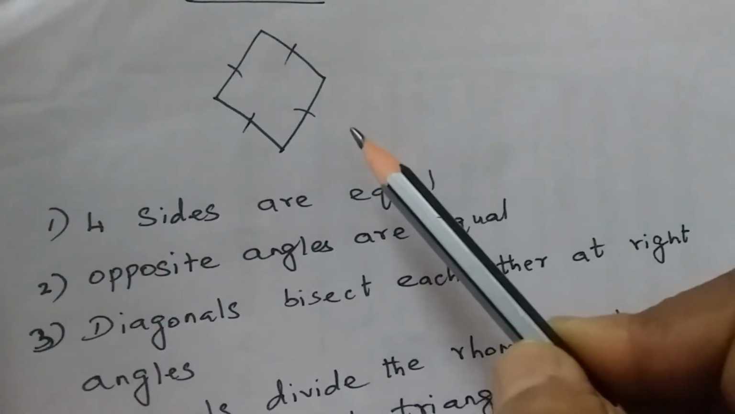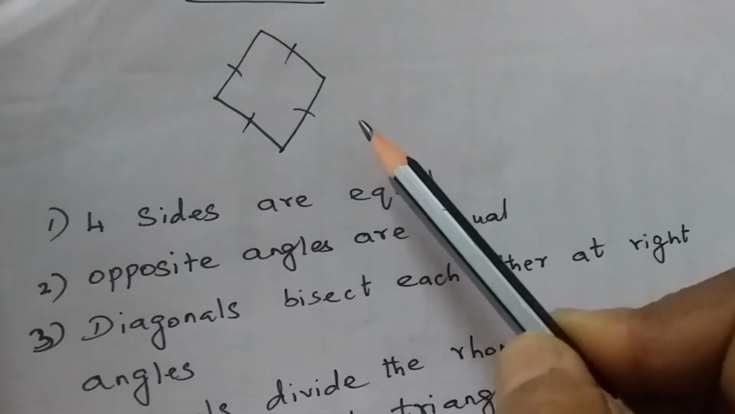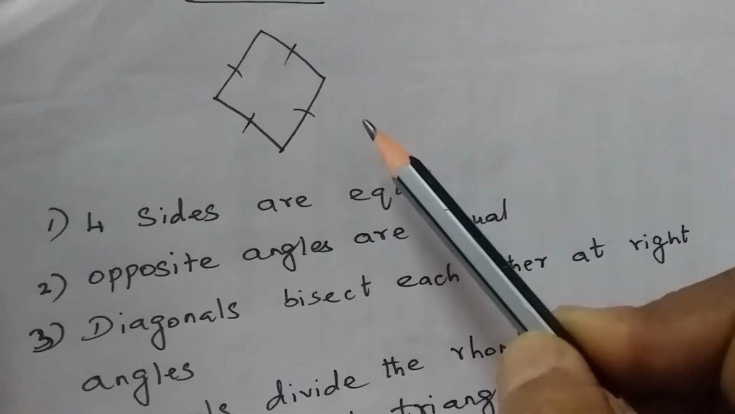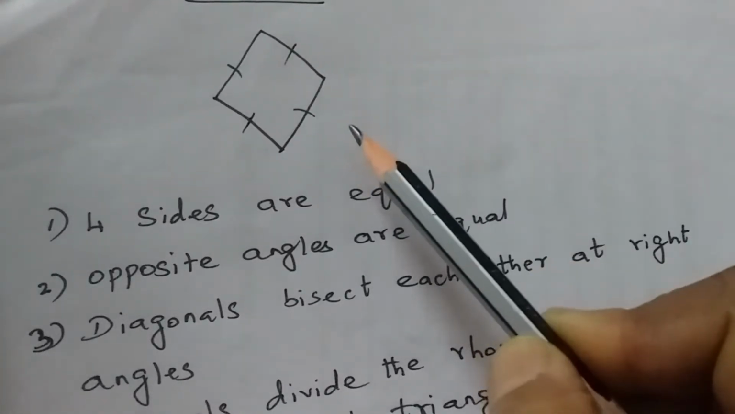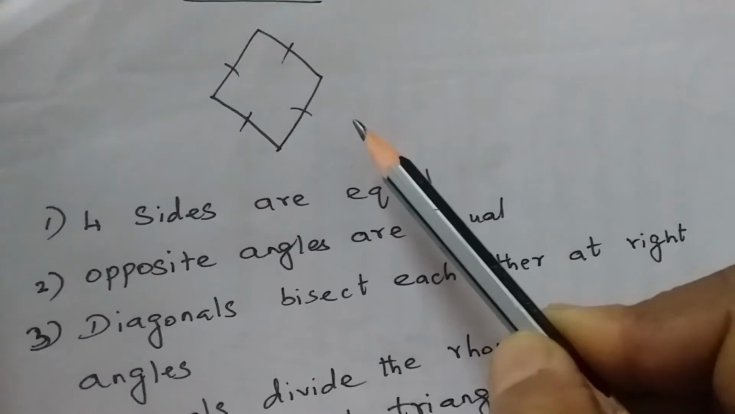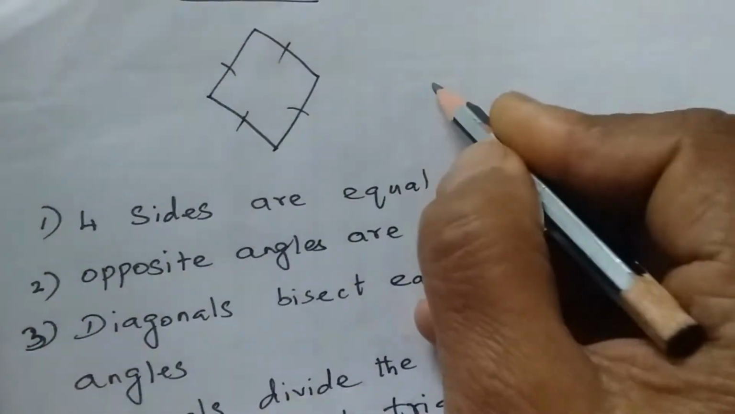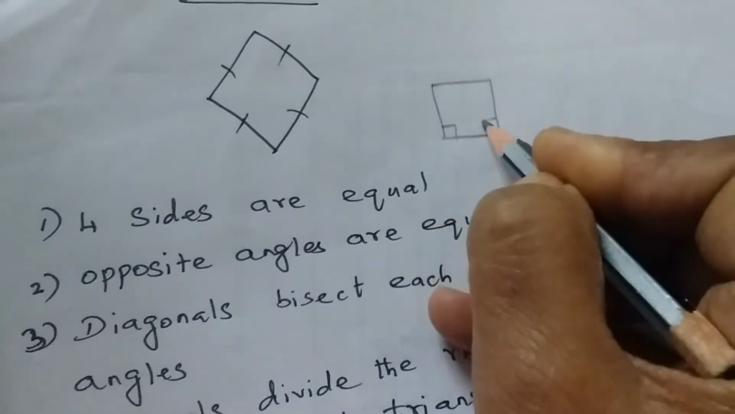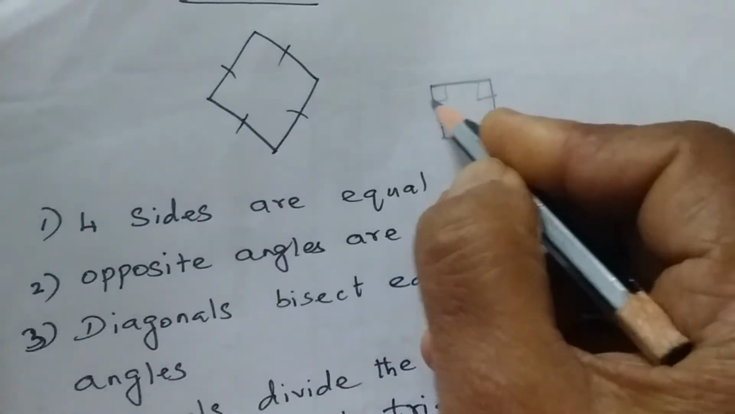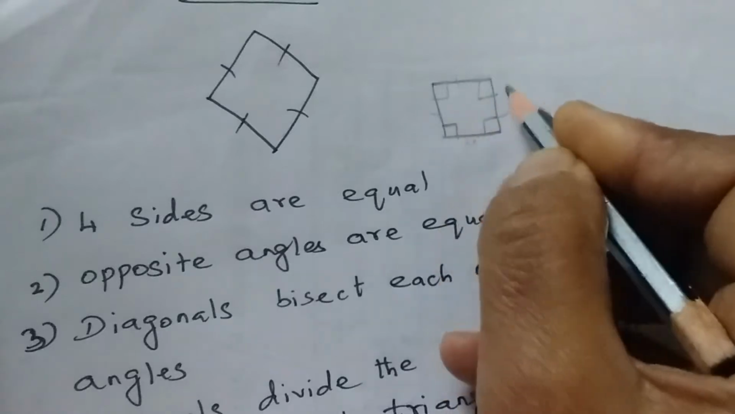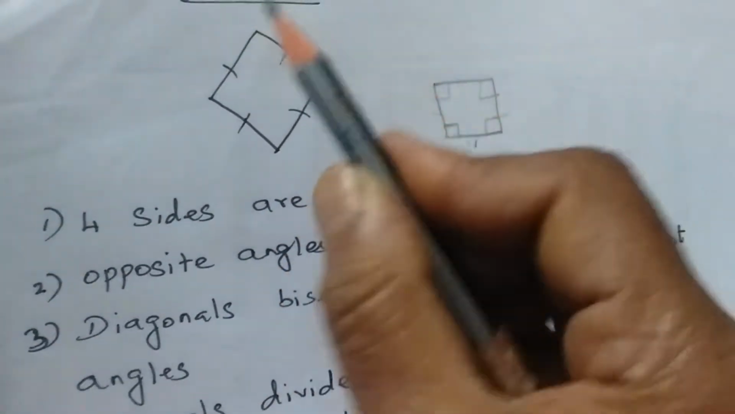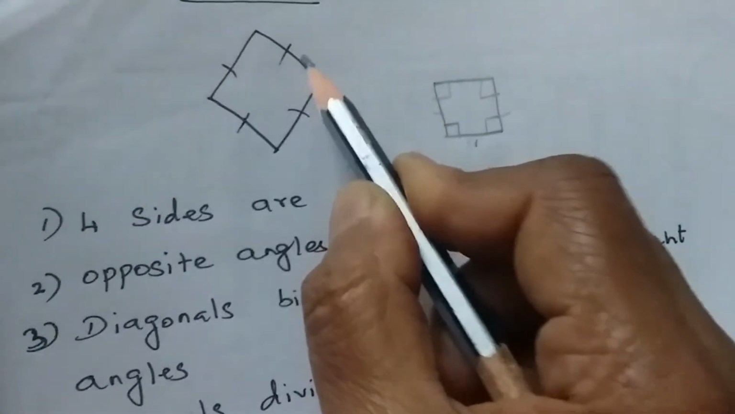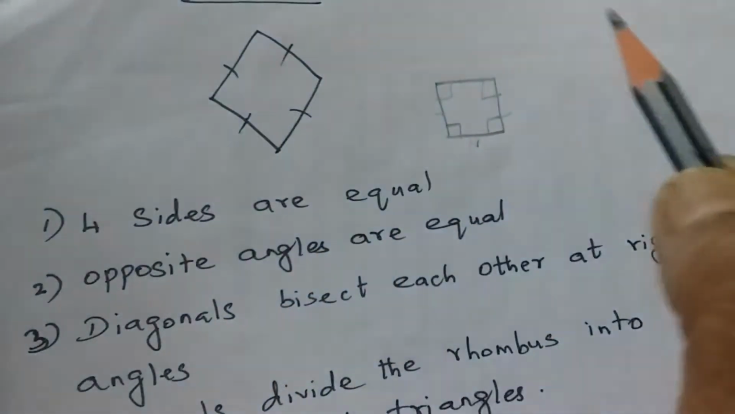Then what is the difference between rhombus and a square? Even in a square, all the four sides are equal. Then why is it called rhombus? There is one difference, that is in a square even all the four angles are equal. We know each angle measures 90 degrees. In square, four sides and four angles are also equal. But in rhombus, only four sides are equal, but all the four angles are not equal.